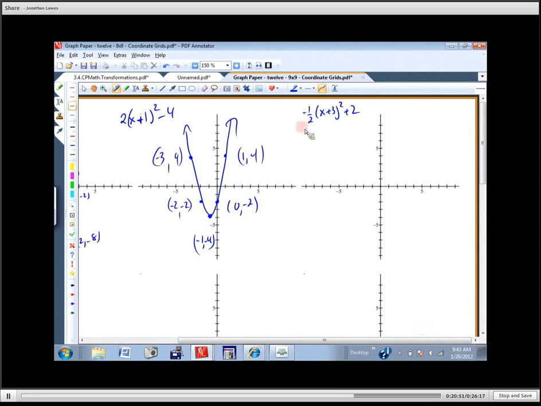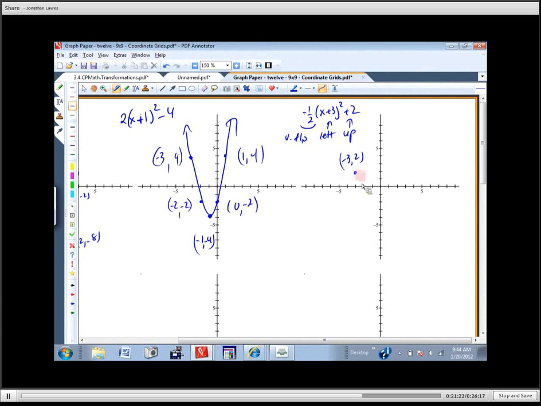Okay, what does this do to the graph? The -1/2. Okay, it vertically flips it and makes it half as steep. Okay, shrinks the points. Okay, what does the 3 do? Left, and this one up. So this is going to be back 3 and up 2. So there's my vertex, -3, 2.